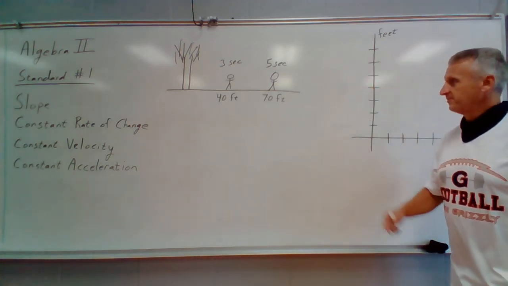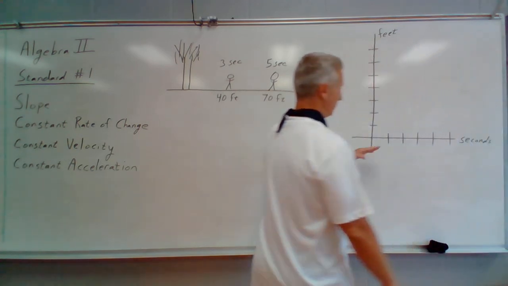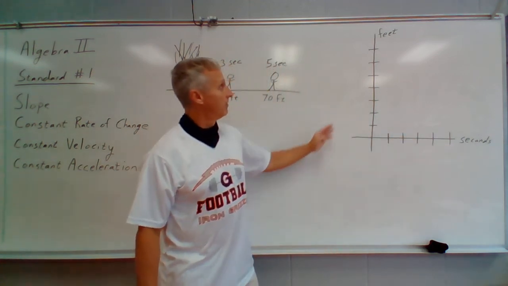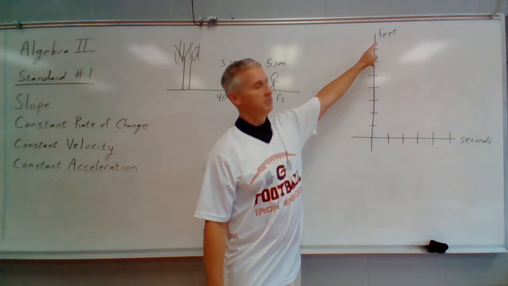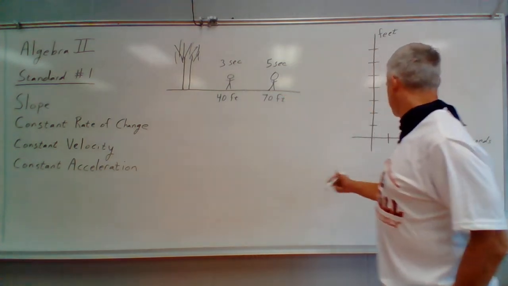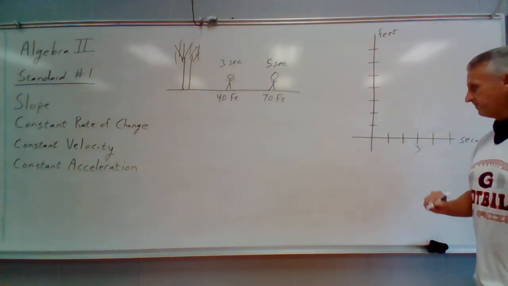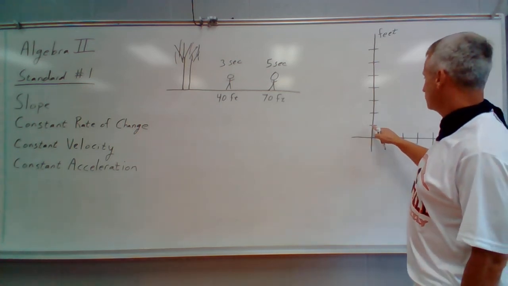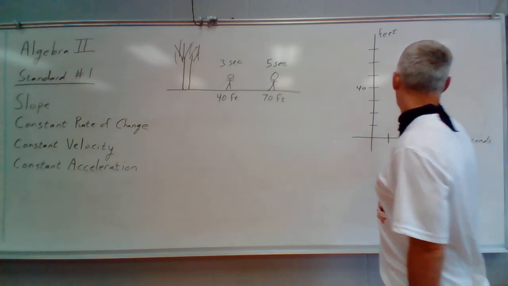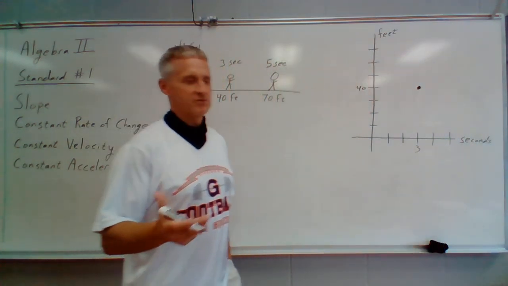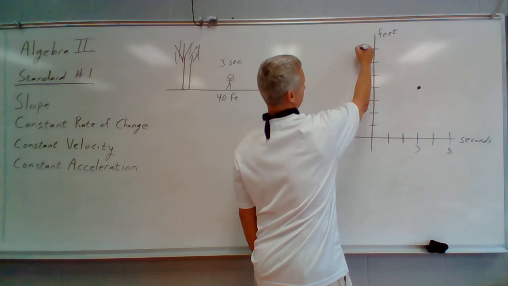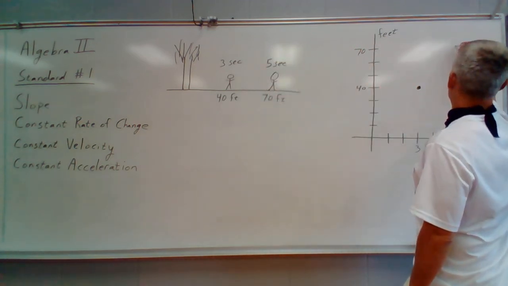Okay, let's make a graph of our information here. So on the horizontal axis, I'm going to put the time, which is measured in seconds. On the vertical axis, I'm going to put the distance past the tree, which is measured in feet. Okay, so at 3 seconds here, he is 40 feet past the tree, so 10, 20, 30, 40. Okay, so I'm going to plot that information. 5 seconds after the stopwatch was started, he is 50, 60, 70 feet past the tree.